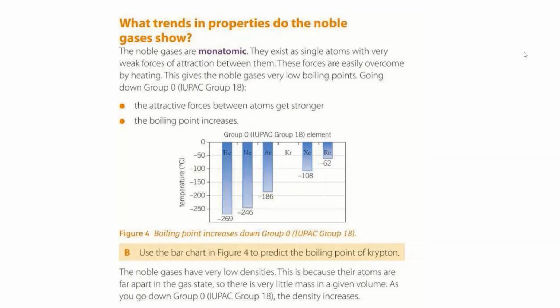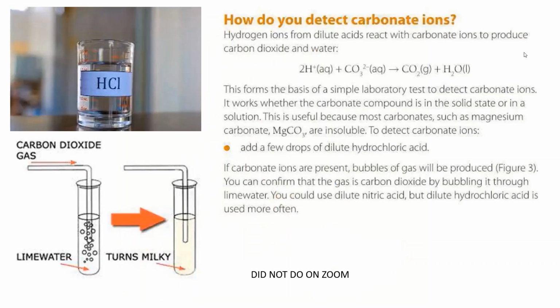The noble gases have very low densities. This is because the atoms are far apart in the gas state, so there is very little mass in a given volume. As you go down group 0, the density increases. How do you detect carbonate ions? This was not done earlier today. So hydrogen ions form dilute acids. Now remember, acids have H+ ions. Alkalis have hydroxide ions. So the more hydrogen ions you have, the more acidic it is.